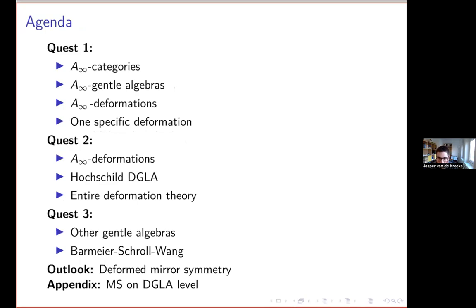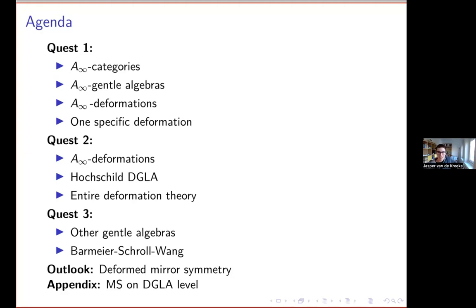Okay. So this gives rise to the following agenda. For quest 1, I will say something about A-infinity categories. I will introduce A-infinity gentle algebras, A-infinity deformations in a naive way, and I'll write down this one specific deformation which aims at making true Seidel's vision. In the second quest, we'll do A-infinity deformations more thoroughly by looking at the Hochschild DGLA and classify the entire deformation theory. In the third quest, I will just say, okay, what other gentle algebras are there? So coming from other types of marked surfaces, and relate to Barmeier-Schroll-Wang. And in the outlook, if I still have time, I can say something about deformed mirror symmetry.